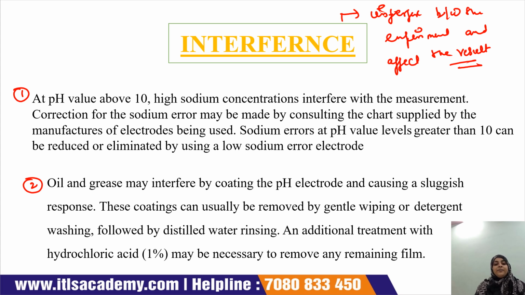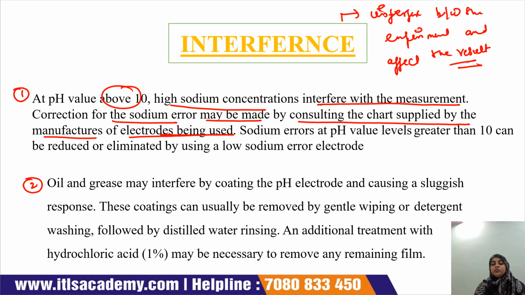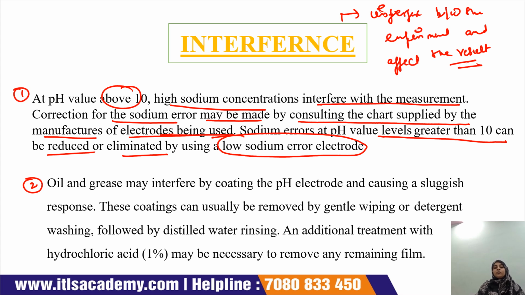The first one is that at pH values above 10, high sodium concentration interferes with the measurement. The correction for the sodium error may be made by consulting the chart supplied by the manufacturer of the electrode being used. If there is a high pH value, around 10, it means there is a high concentration of sodium, and it will interfere with the measurement. Sodium error at pH values greater than 10 can be reduced or eliminated by using a low sodium error electrode.